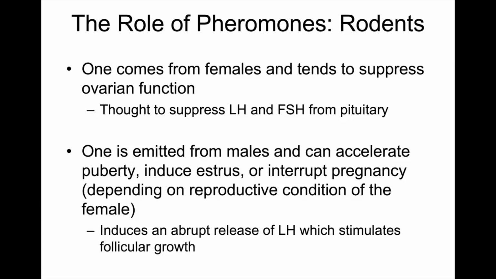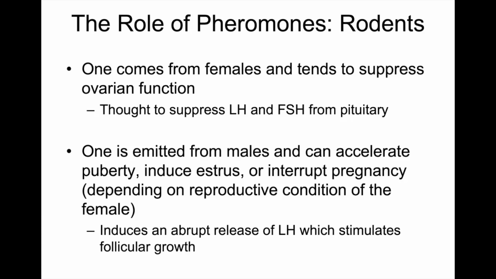So first, we're going to talk about pheromones in rodents. One pheromone that we're going to talk about comes from females, and this is thought to suppress both luteinizing hormone and follicle stimulating hormone from the pituitary. The other is emitted from males and can accelerate puberty and induce estrus. So estrus, when it's spelled like this, tends to be the estrus phase of the female animal.